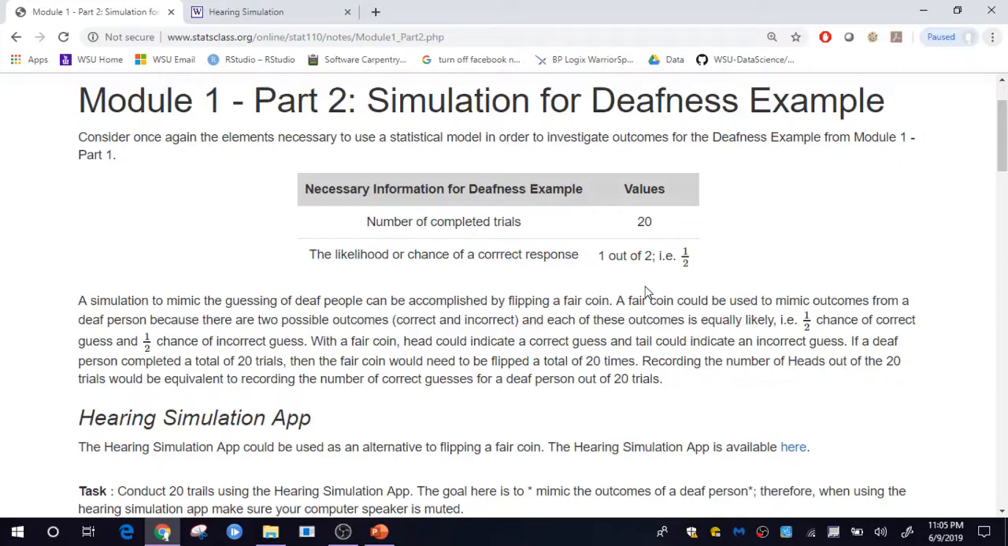This simulation could be done by simply flipping a fair coin. A fair coin is going to have a 1/2 chance of landing on heads and a 1/2 chance of landing on tails. We could let heads indicate a correct response and tails indicate an incorrect response. We would simply need to flip that coin a total of 20 times and record how many heads I obtained. That would be equivalent to identifying how many correct guesses a deaf person would obtain out of 20 trials.